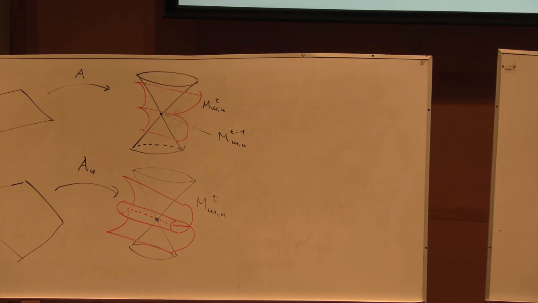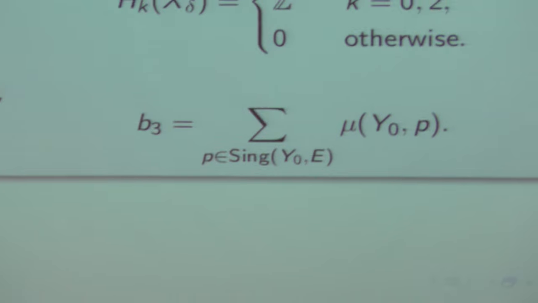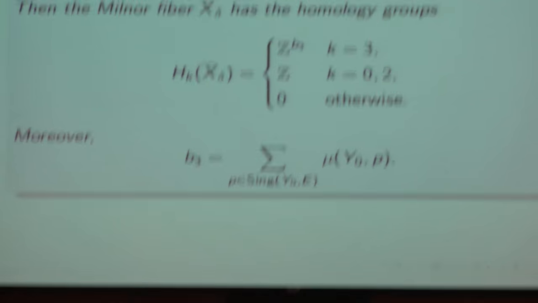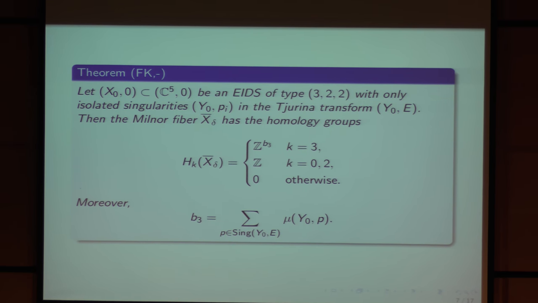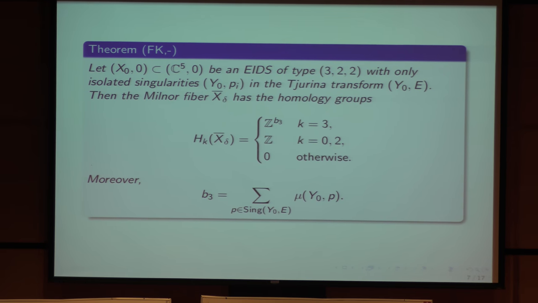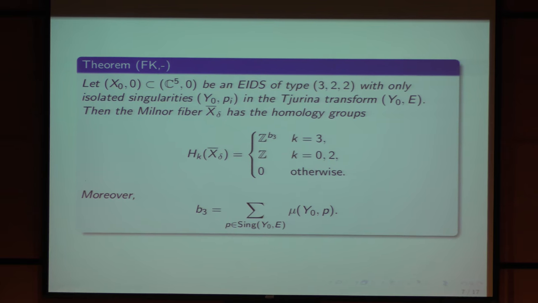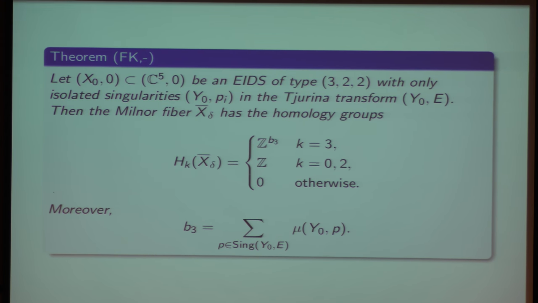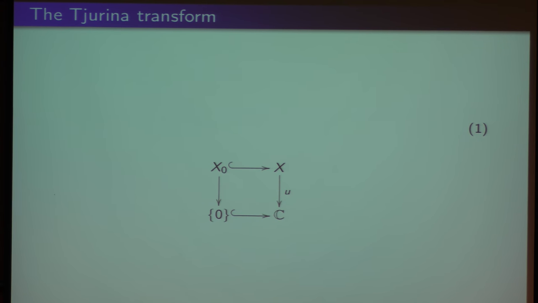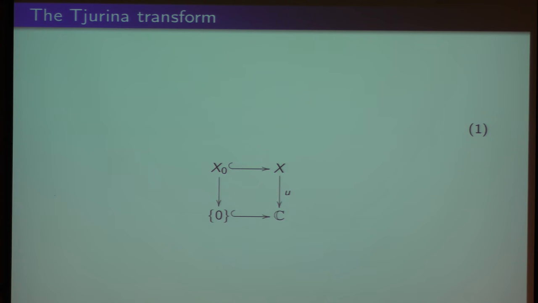Moreover, we have a formula to compute this rank up here as the sum of Milnor numbers of the singularities that can be found in the Tjurina transform. Now, I did not explain to you yet what the Tjurina transform is, but it's a rather technical construction that we did, and I will explain it to you now. Good. The Tjurina transform is basically one huge diagram.